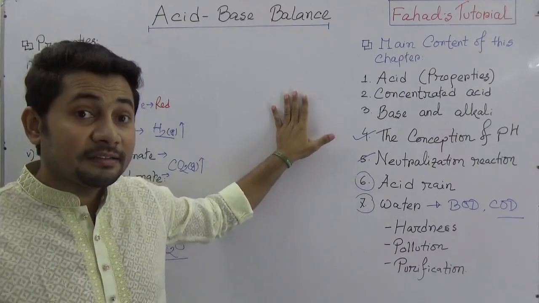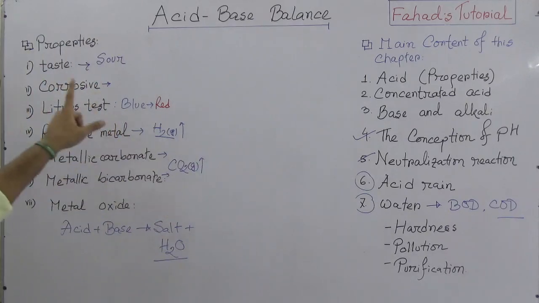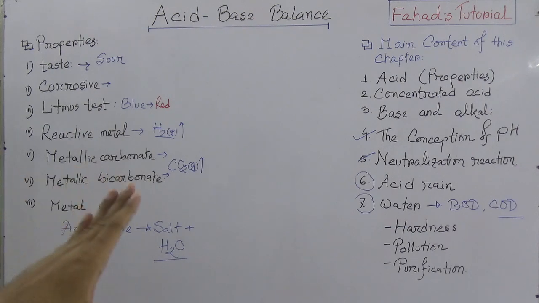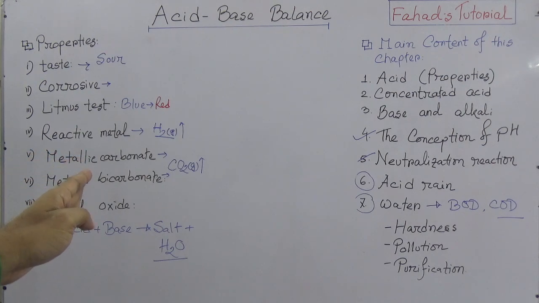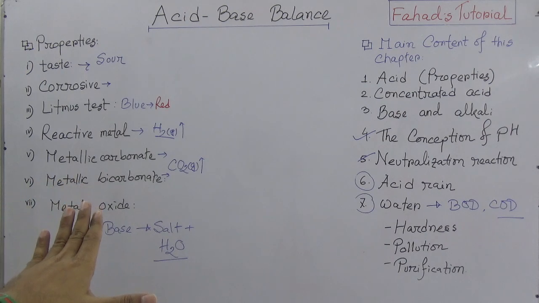I'm just coming up with another explanation on it. Just see this one, the properties of acid: taste is sour, all acids are corrosive, depending on the concentration. Litmus paper, blue would be red. Reactive metal, when dilute acid reacts with a reactive metal, then it produces hydrogen gas. In case of metallic carbonate and bicarbonate, it produces carbon dioxide. And in metal oxide, it's actually a base, and it produces salt and water.